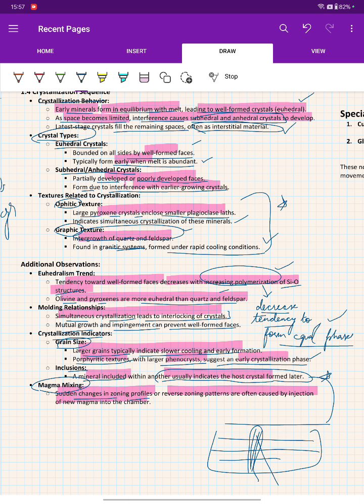Now magma mixing. Sudden changes in zoning profiles or reverse zoning patterns are often caused by the injection of new magma into the chamber.